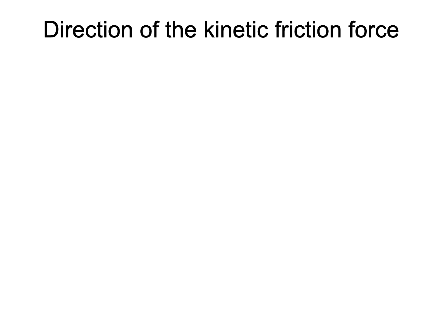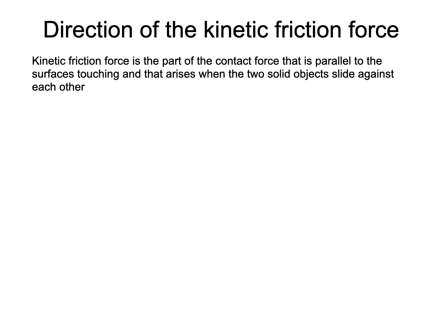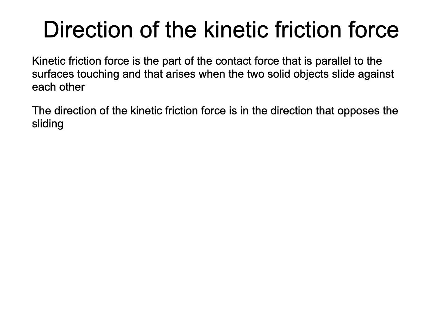First, let me remind you that the kinetic friction force is the part of the contact force that appears when two solid objects are sliding against each other. The contact force also includes a normal force perpendicular to the surfaces touching, while the friction force is parallel to those surfaces. In the previous lecture, it was briefly mentioned that the direction of the kinetic friction force is in opposition to the sliding. But what does it mean to be in opposition to the sliding?